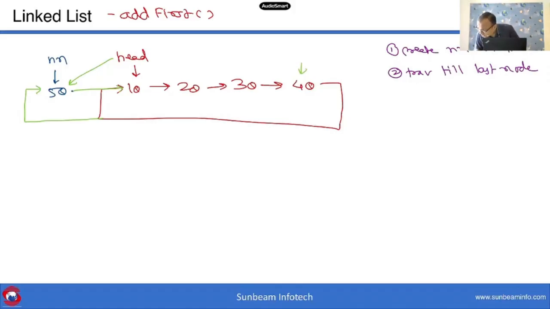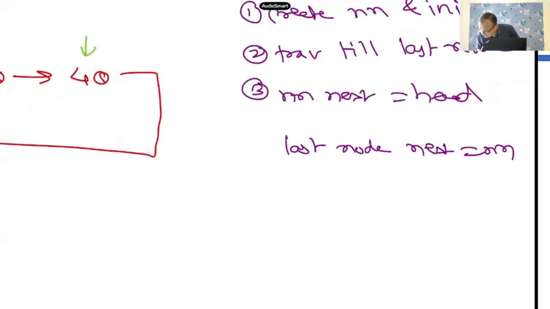Then what are you saying next? In the third step I'm saying last node next is equal to new node, is it so? Yes, last node next is equal to new node, but not only that, also new node next is equal to head. Yes, I need to take care of that as well.